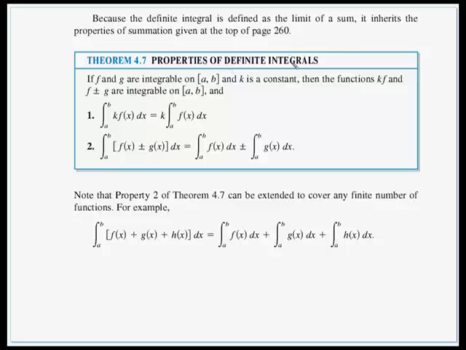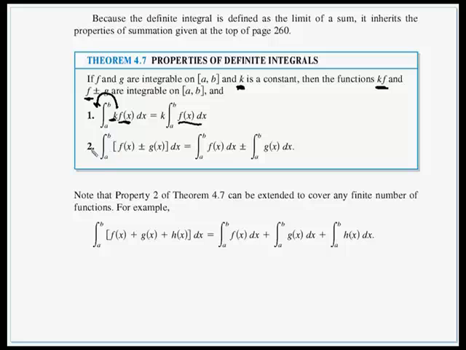Okay, some more properties of definite integrals. Because the definite integral is defined as the limit of a sum, it inherits the properties of summation that were given earlier in the book. So f and g are integrable functions on the interval from a to b. k is just a constant. Then the functions k times f and f plus or minus g are also integrable on the interval from a to b, and for the integral from a to b of the constant times f of x dx, we can drag the constant out front. So here we just pull the k out front. k times the integral from a to b of our function f of x times dx.